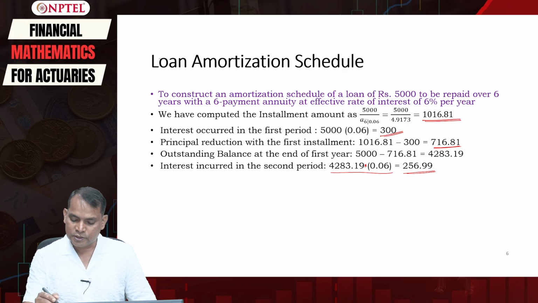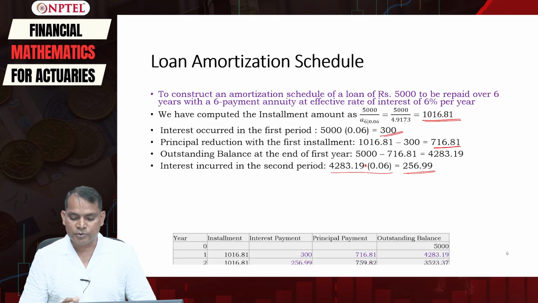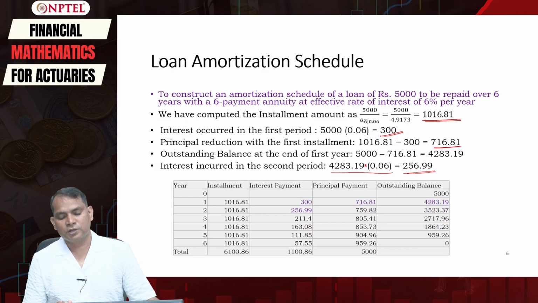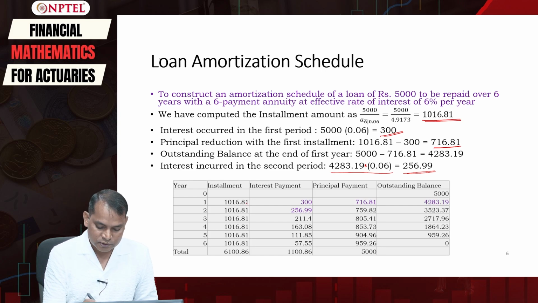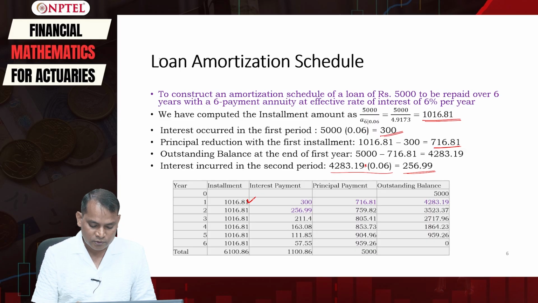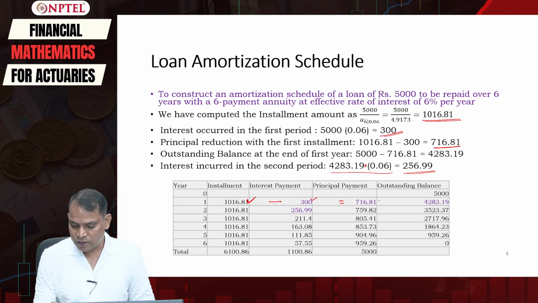If you take the same way, then you can compute this table. We have already understood how to compute it, like we have already used this table. Remember, we have constructed this, this is the initial payment using L upon A angle n at i, and then this is the interest rate times the initial amount, that is 6% multiplied by 5000, which will be 300, and then this minus this will give us this value. And then this minus this will give us 4283.